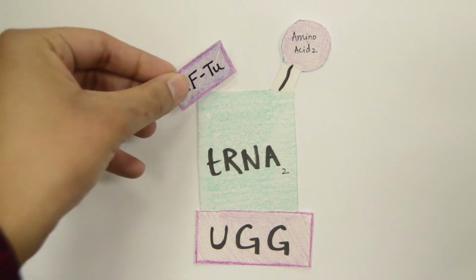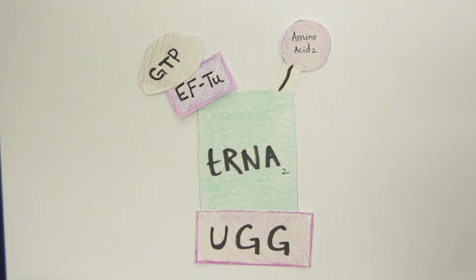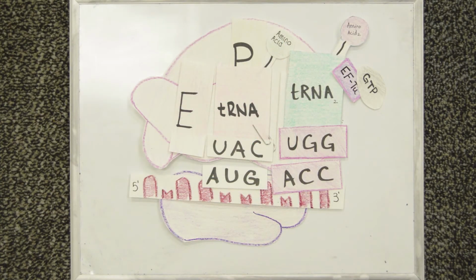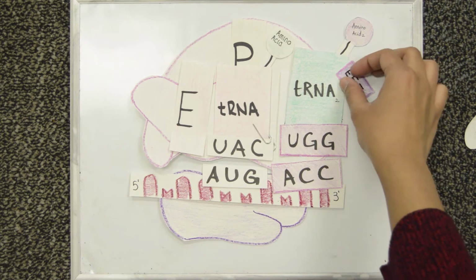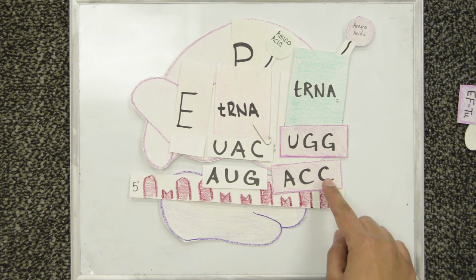Simultaneously, elongation factor 2 joins with GTP and the charged tRNA to form a 3-part complex that enters the A site. Once there, GTP is cleaved off and EF2 is released, allowing the anticodon on the appropriate tRNA to bind to the codon in the A site.